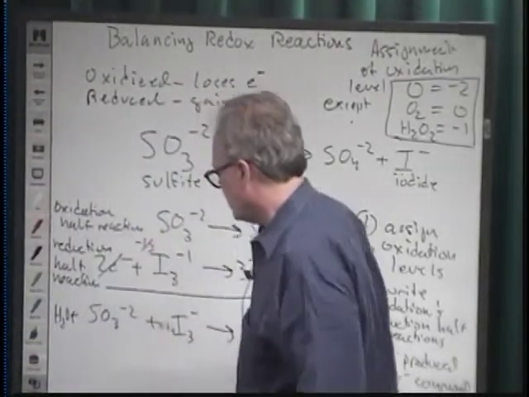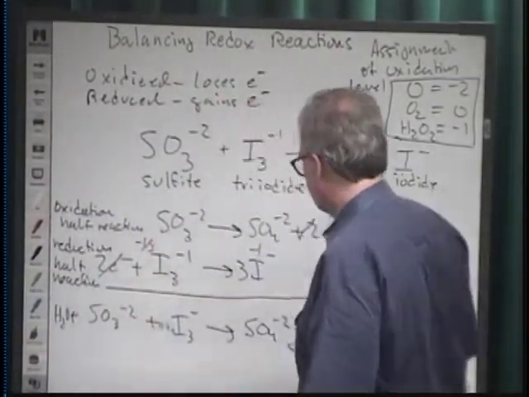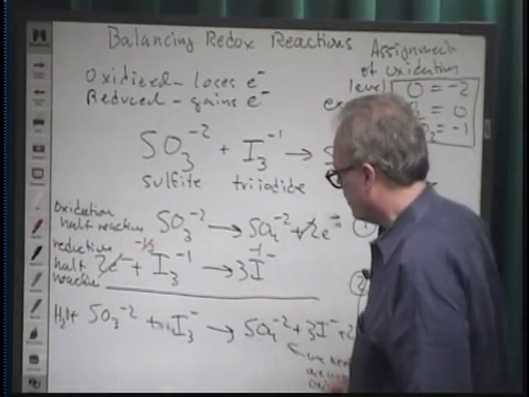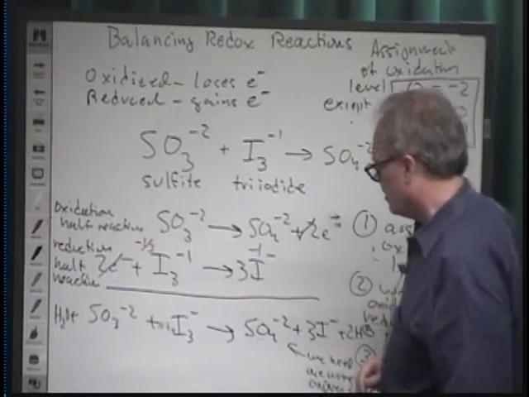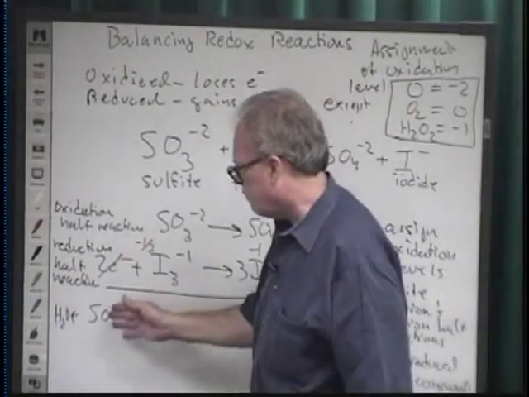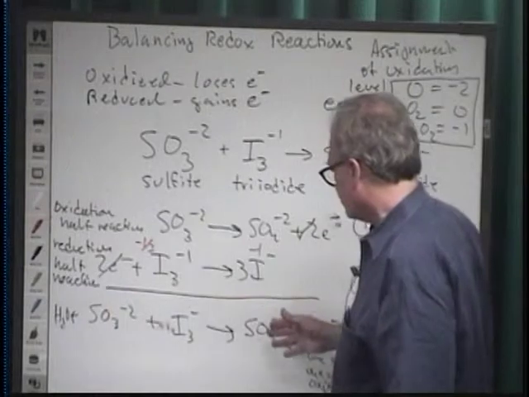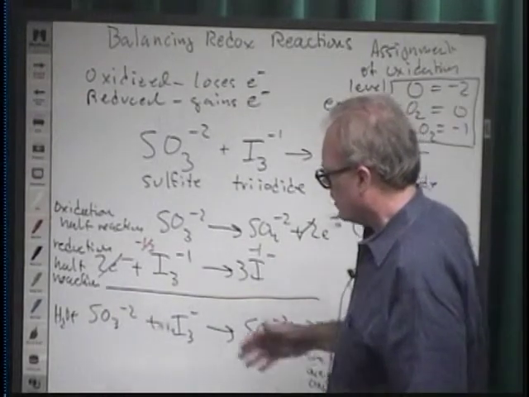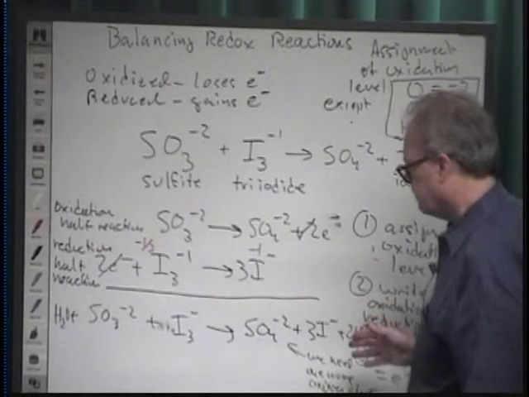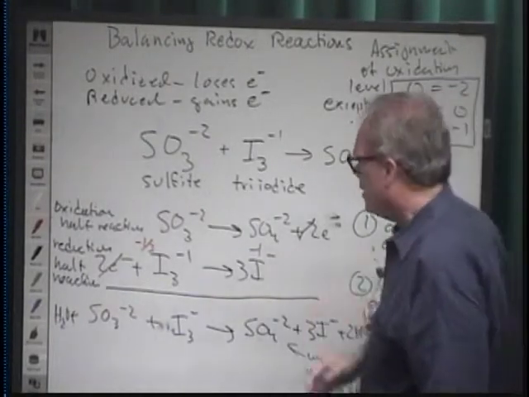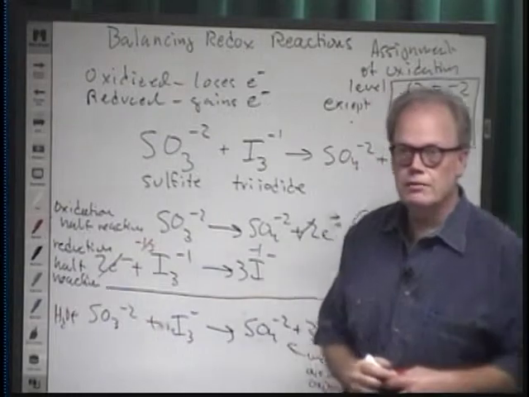On the reactant side, you have 1 sulfur. On the product side, you have 1 sulfur. On the reactant side, you have 3 iodines. On the product side, you have 3 iodines. On the reactant side, you have 4 oxygens. On the product side, you have 4 oxygens. On the reactant side, you have 2 hydrogens. On the product side, you have 2 hydrogens. Okay. Well, that about wraps it up for balancing redox reactions.